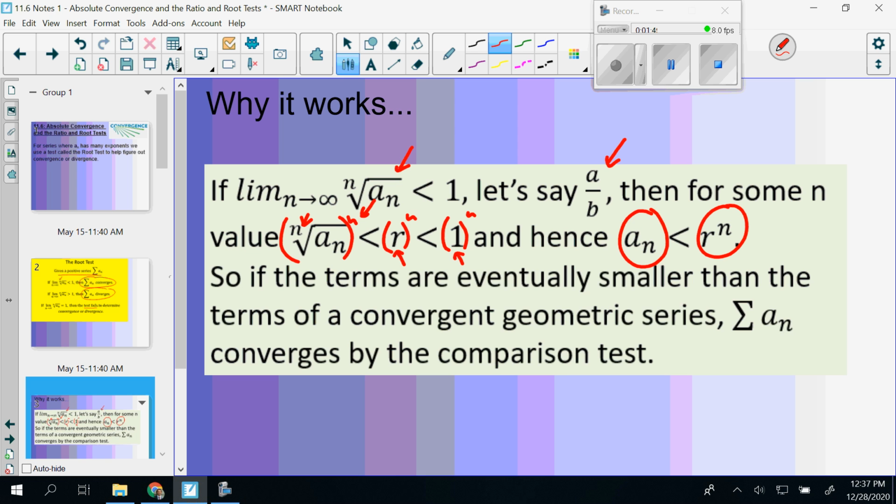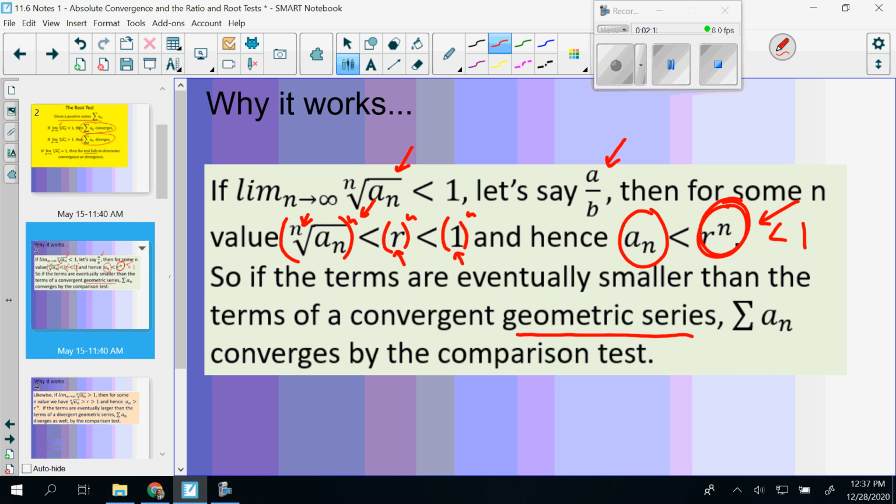So if the terms are eventually smaller than the convergent series here, that means that they would be convergent by comparison to geometric, because if you have a geometric series with r less than 1, you know it's convergent. So it's using comparison to a geometric series.